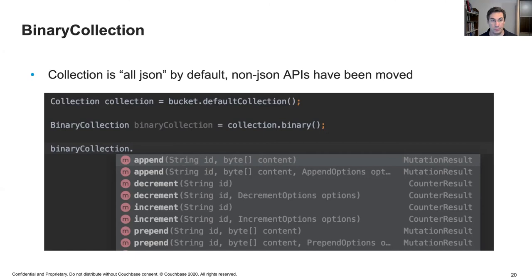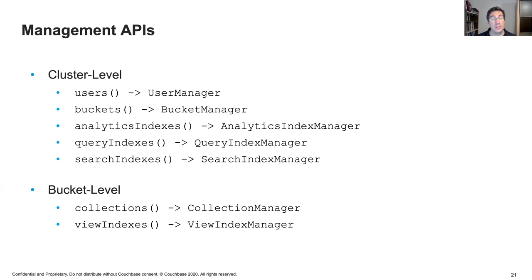We also greatly extended support for management APIs. So in SDK 2, we had a cluster level cluster manager and a bucket level bucket manager. In SDK 3, we broke it up. So at the cluster level, you can manage users, you can manage buckets, you can manage your query and analytics indexes, and you can manage your search indexes. And at the bucket level, you can manage your collections and you can manage your view indexes. They all follow a very similar pattern. There is no need to re-authenticate, no need to provide new credentials, and they all work the same way across SDKs.